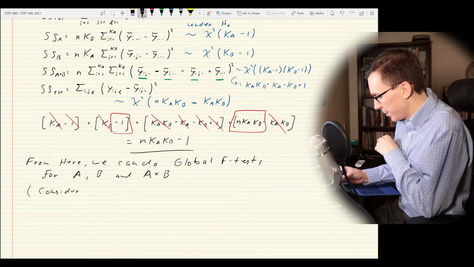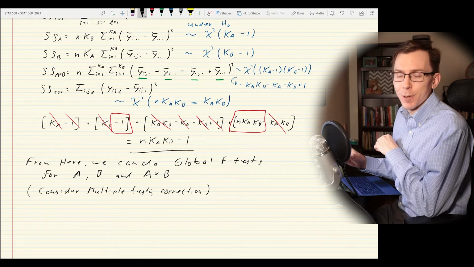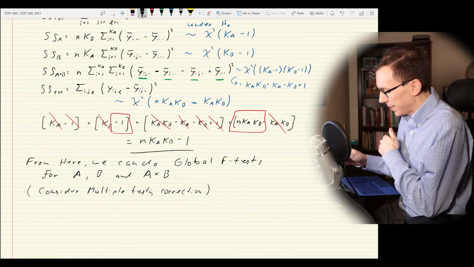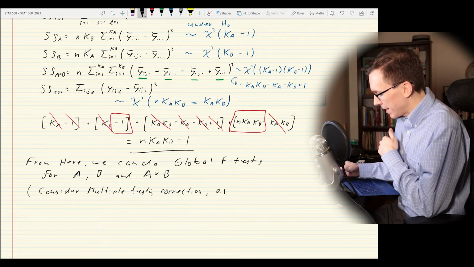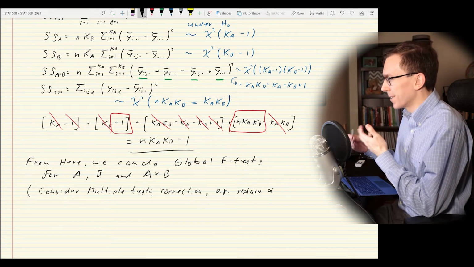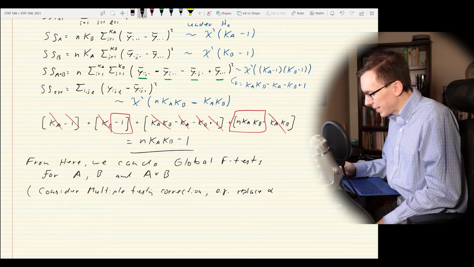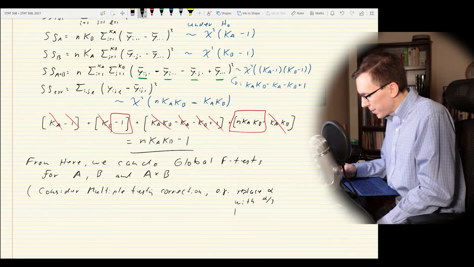Consider multiple testing corrections, which we will do in a future lecture when we look at this more properly. But for now, I'll just say, for example, replace the test size alpha, which is kind of abusing or overloading the notation, with, let's say, alpha divided by 3, which is Bonferroni's method.